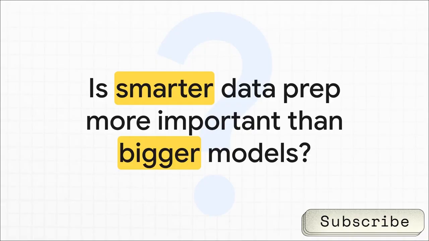Which brings us to our final thought-provoking question. We're in this arms race for bigger and more powerful models. But what if the secret to truly intelligent AI isn't just about building a bigger brain, but about getting much, much better at preparing the information we feed it?